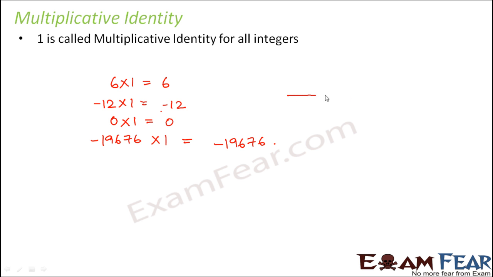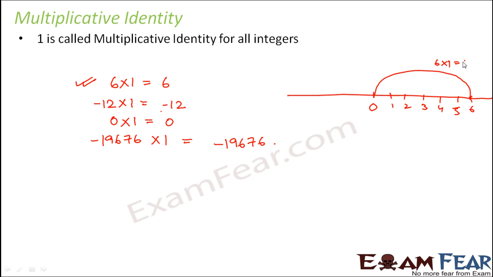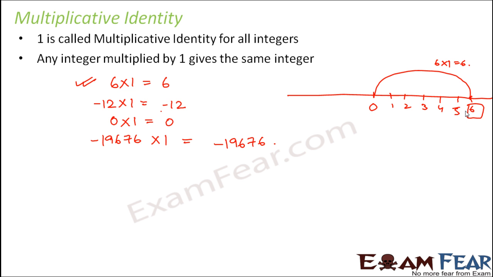Now why does this happen? We can understand that from the number line. Let's say this is 0, 1, 2, 3, 4, 5 and 6. So let us look at the first example which says 6 into 1. That means 6 added one time. So 1 times 6 added means you will make one jump of 6 from 0. So this would be 6 into 1, which is equal to 6. So any number you multiply with 1, it will reach the same number, and that is why 1 is called multiplicative identity, because it retains the identity of integers when it is multiplied with that integer. So any integer multiplied by 1 gives the same integer.